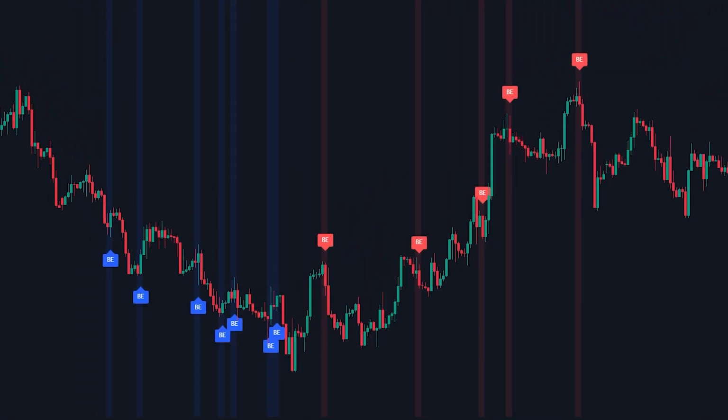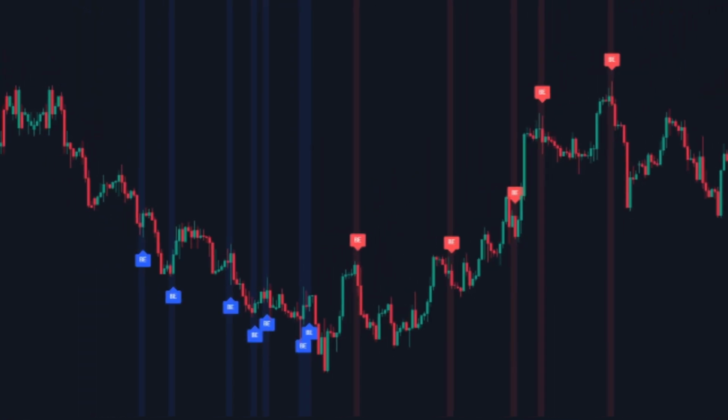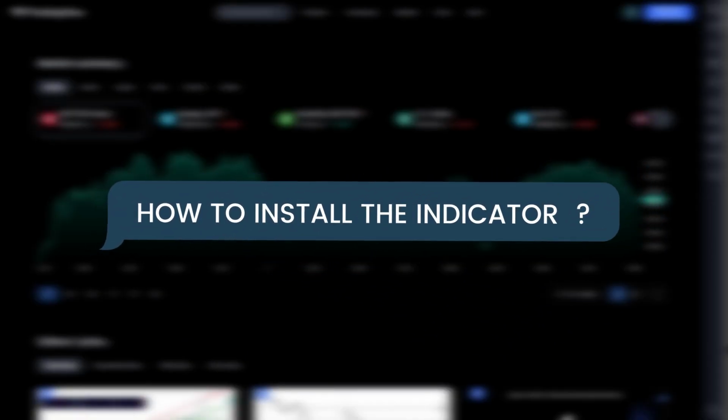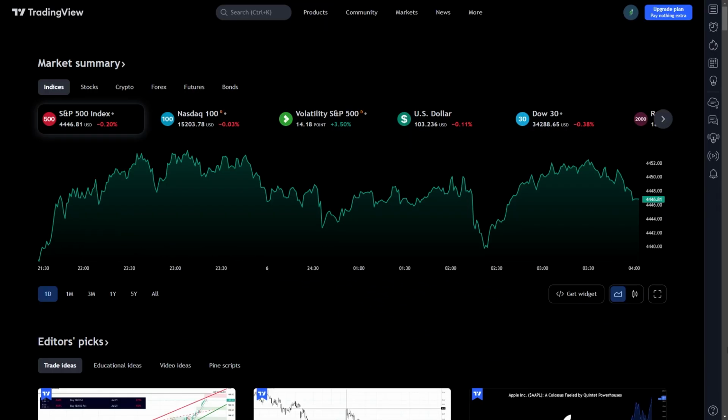Next, I will show you how to set up the indicator. How to install the indicator. You need a TradingView account to use this strategy. Click the link in the description below and sign up for a free account.